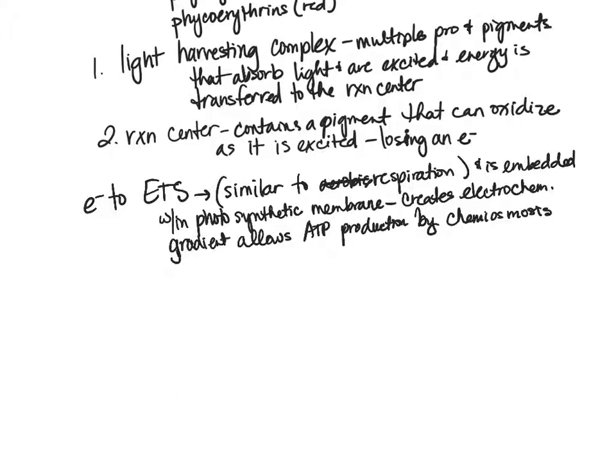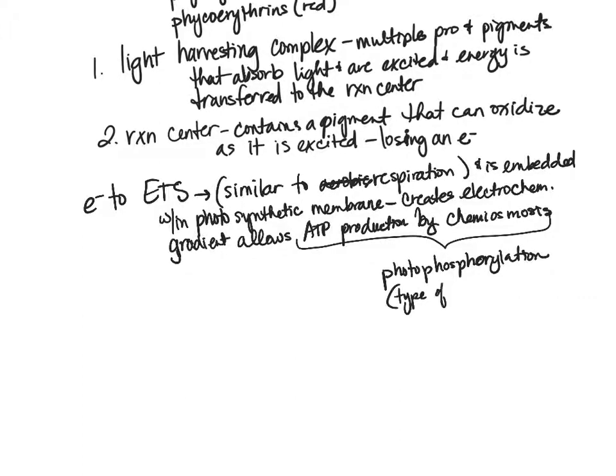And this part, this ATP production by chemiosmosis, is called photophosphorylation, which is a type of oxidative phosphorylation. And we're going to talk about that in more detail.